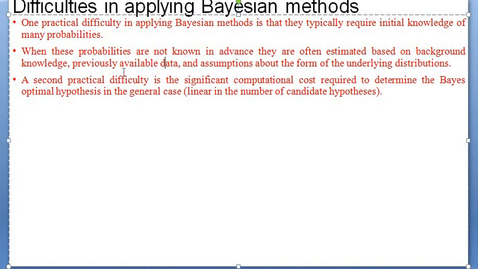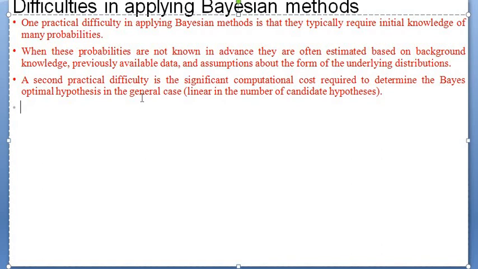The second practical difficulty is the significant computational cost required to determine the Bayesian optimal hypothesis in the general case. As you know, probabilities make things more complex, so it takes more computational cost. Computational cost here means it takes more time to classify things correctly. That is a cost, and it requires high-end machines, with high hardware and software support. So these are the difficulties in Bayesian methods.